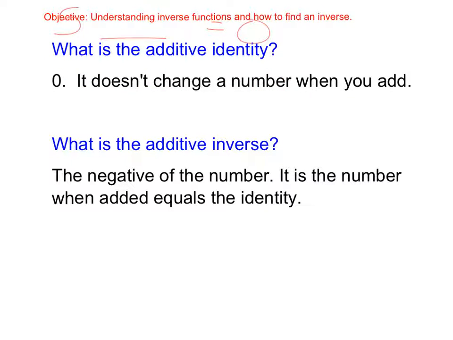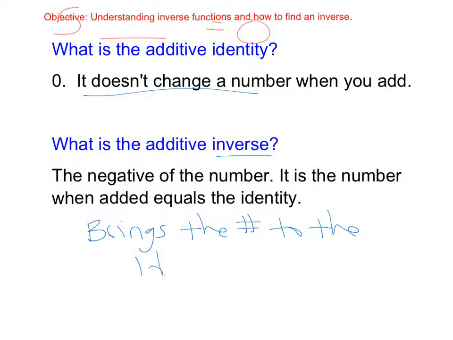The negative of the number is the number that when added equals the identity. So the inverse doesn't change the number. I'm a disaster right now, guys. The inverse brings the number to the identity. So what will bring you to 0?